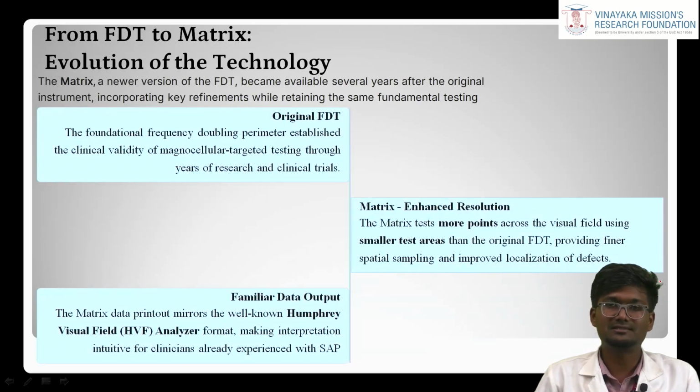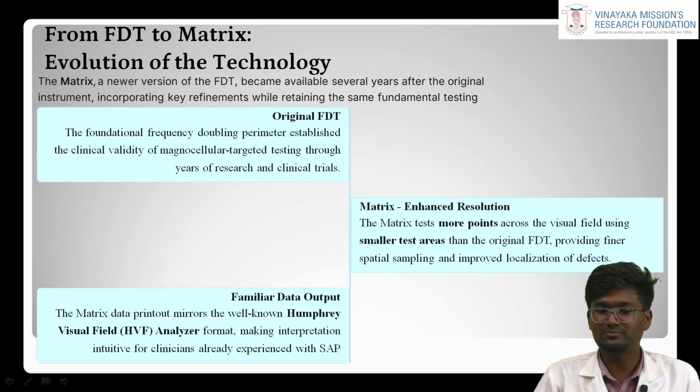There are two generations of frequency doubling perimetry. The first generation is the original FDT, the foundation frequency doubling perimeter, which established the clinical validity of magnocellular targeting testing through years of research and clinical trials, as we discovered the illusion pattern behind it. The second generation is the FDT Matrix, the frequency doubling technology matrix.